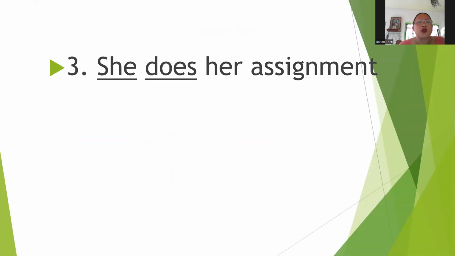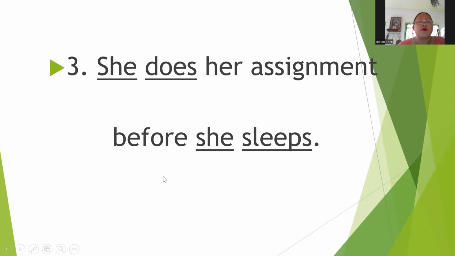The next example actually uses a subject which has a pronoun as a subject. So you have there, she does her assignment. The verb does is actually the third person singular form of the base form of the verb do. And she is actually a third person singular pronoun. Therefore, does agrees with the pronoun she.